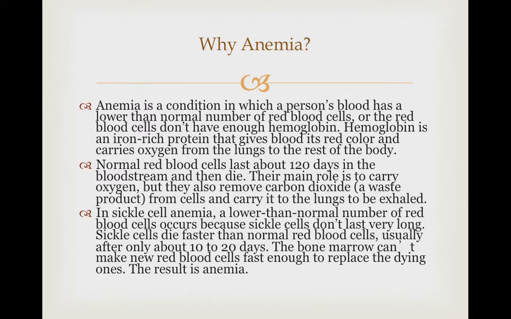In sickle cell anemia, a lower than normal number of red blood cells occurs because sickle cells don't last very long. Sickle cells die faster than normal red blood cells, usually after only about 10 to 20 days. The bone marrow can't make new red blood cells fast enough to replace the dying ones, and the result is anemia.